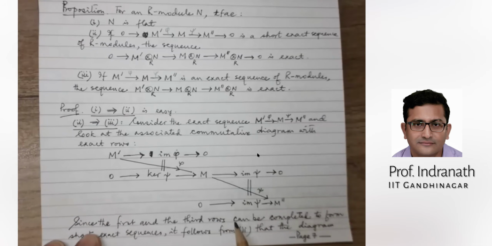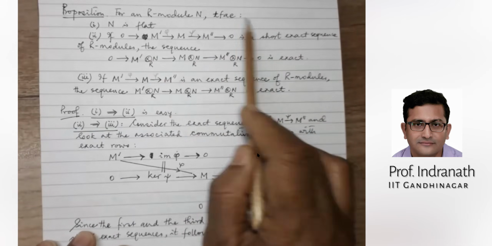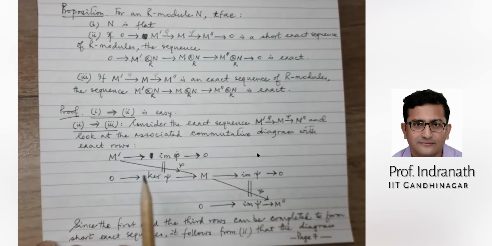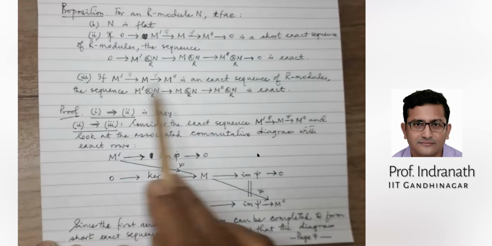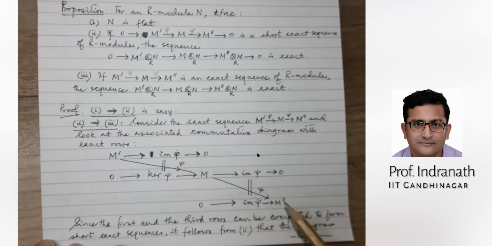Now, since the first and the third rows, and by the way, what is 2? What is given to you? That whenever you have a short exact sequence of R modules, then this sequence is exact after you tensor by N. So basically, you are trying to create a short exact sequence of R modules out of this, isn't it so? Okay, so since the first and the third rows can be completed to form a short exact sequence, from 2 it follows that when you tensor them by N, you still have a short exact sequence. Now, can somebody tell me what I mean by saying that the first and the third rows can be completed to form a short exact sequence?